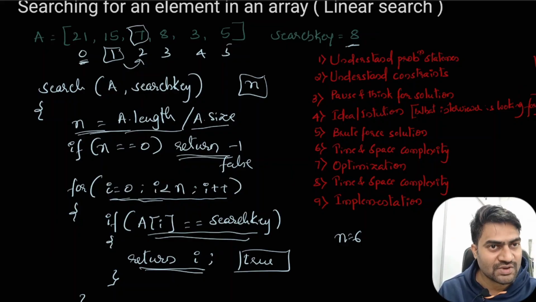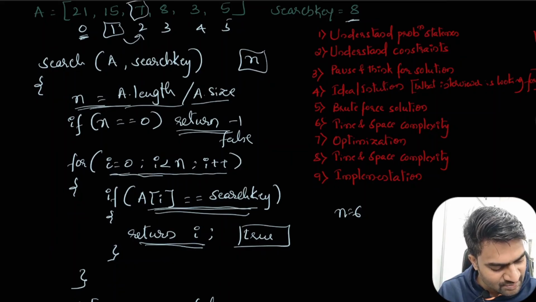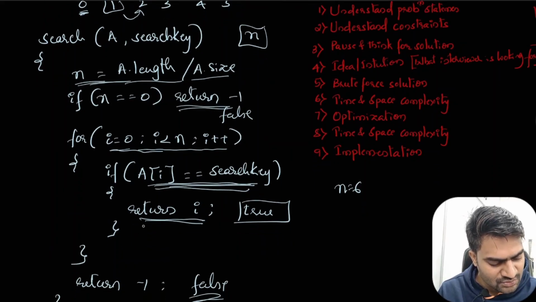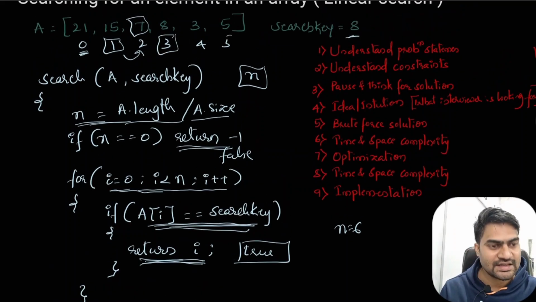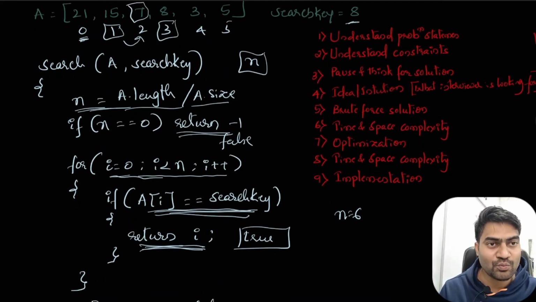Now it comes to 8. Now we found the element. Then we will simply return that particular index. So index is 3 in this case. The loop won't continue after this, it will simply return us the index.